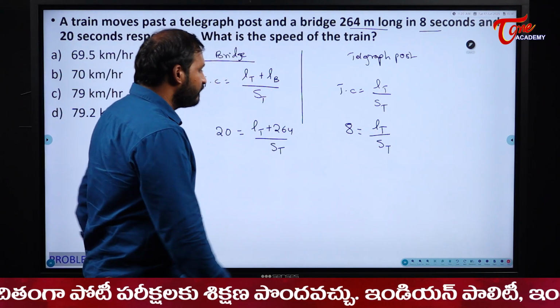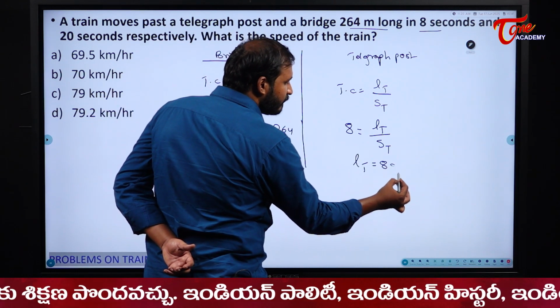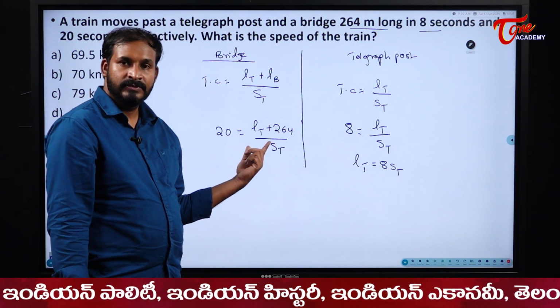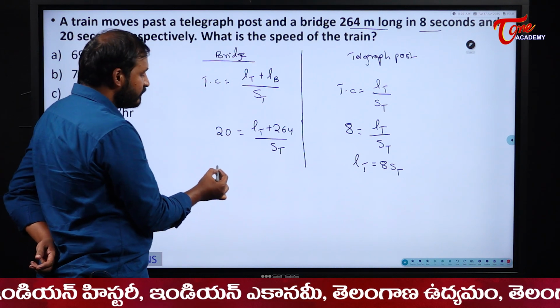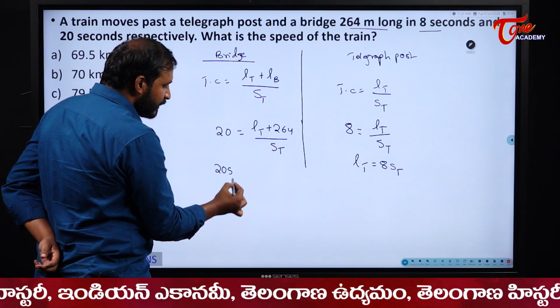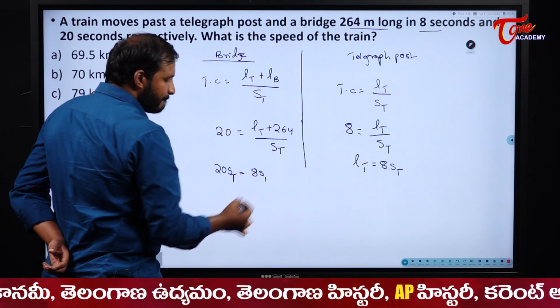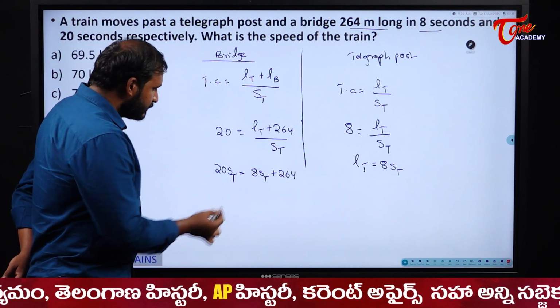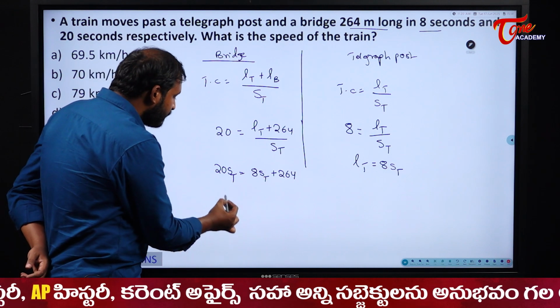To eliminate length of the train, what can I write? Length of the train here is 8 into speed of the train. So simply substitute that one in here. When I substitute this value here, what happens? When I send the speed of the train to this side, it will become 20 into speed of the train is equal to length of the train, which is 8 into speed of the train plus 264, right? So when I send 8 to this side, it will become what? Minus 8, and it will become what for us?